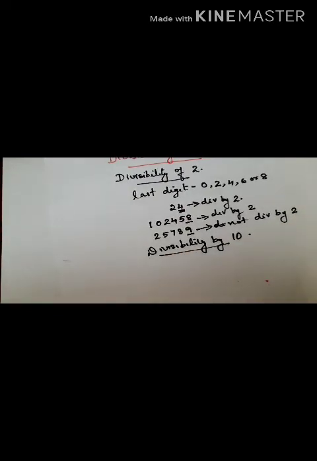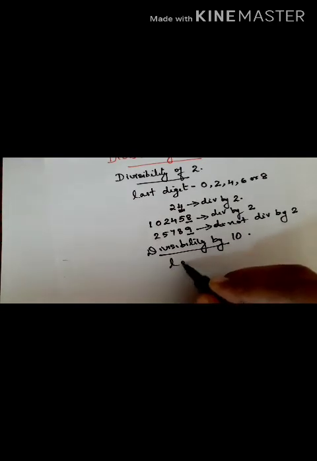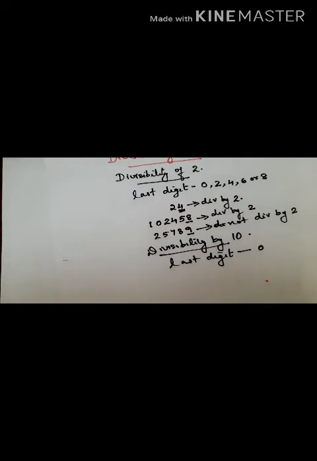Now next is divisibility by 10. To see whether a given number is divisible by 10, it's very easy. The last digit must be 0. If it is 0, you can say that the given number is divisible by 10. 250, last digit is 0, so it is divisible by 10. 257,804. Is it divisible by 10? No, because the last digit is 4. If it is 0 only, it is divisible by 10. This is not divisible by 10.